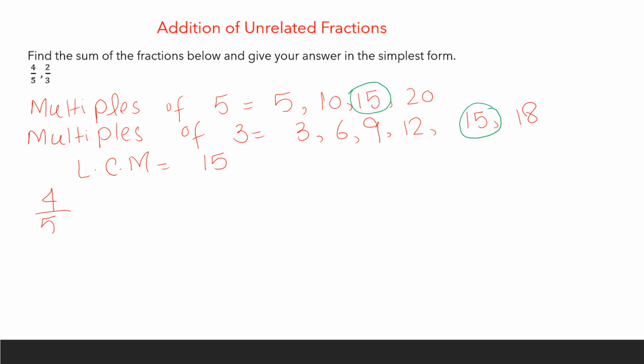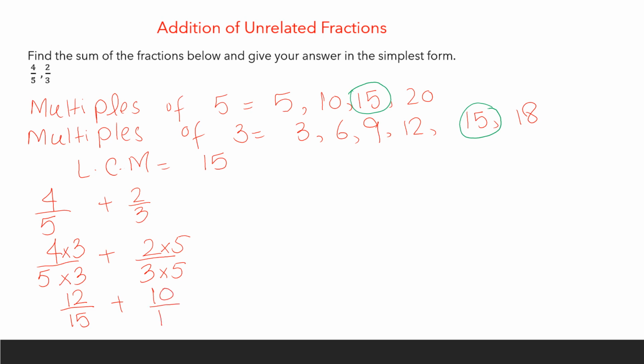So our first fraction is 4 by 5 and the second fraction is 2 by 3. I want to make the denominators equal to 15. So when I multiply 5 with 3, it gives me 15. And now I'm multiplying the bottom part with 3, so I need to multiply the top with 3 as well. Again, our next fraction is 2 by 3. Now I again want to make it equal to 15. So 3 times 5 is 15, and so I'm also multiplying 2 with 5. So our fractions will be 4 times 3 is 12 and 5 times 3 is 15. 2 times 5 is 10 and 3 times 5 is 15.